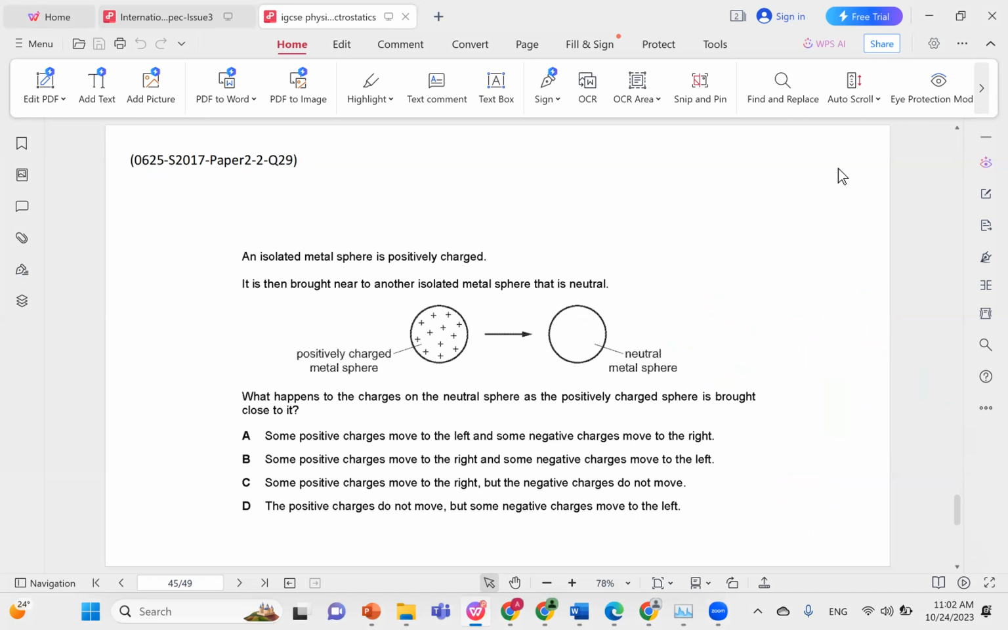An isolated metal sphere is positively charged. It is then brought near to another isolated metal sphere that is neutral. What happens to the charges on the neutral sphere as the positive charged sphere is brought close to it? So a neutral sphere has the same number of protons and electrons, same number of positive and negative charges. What happens if I approach with a positively charged sphere? We expect the electrons to be shifted towards the left, and the positive charges are heavy, so they don't really move. So the positive charges do not move, but some negative charges move to the left.